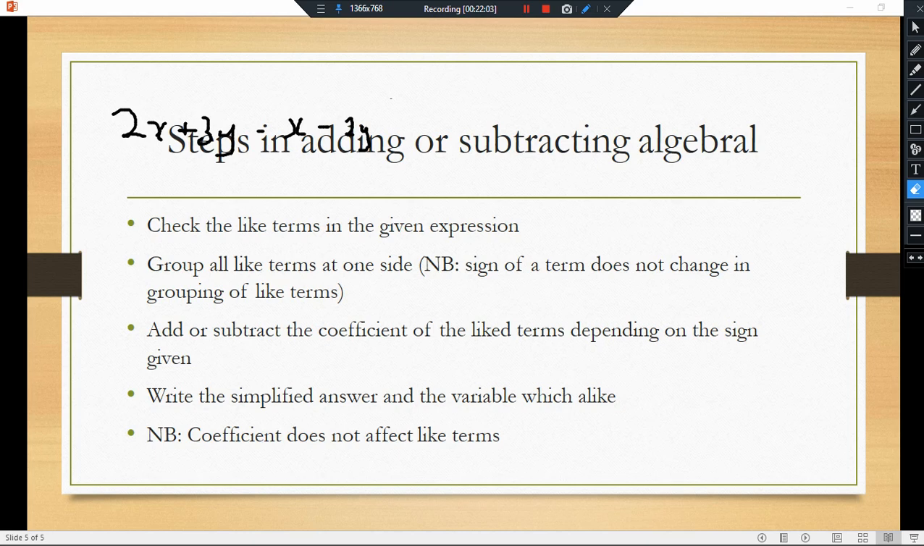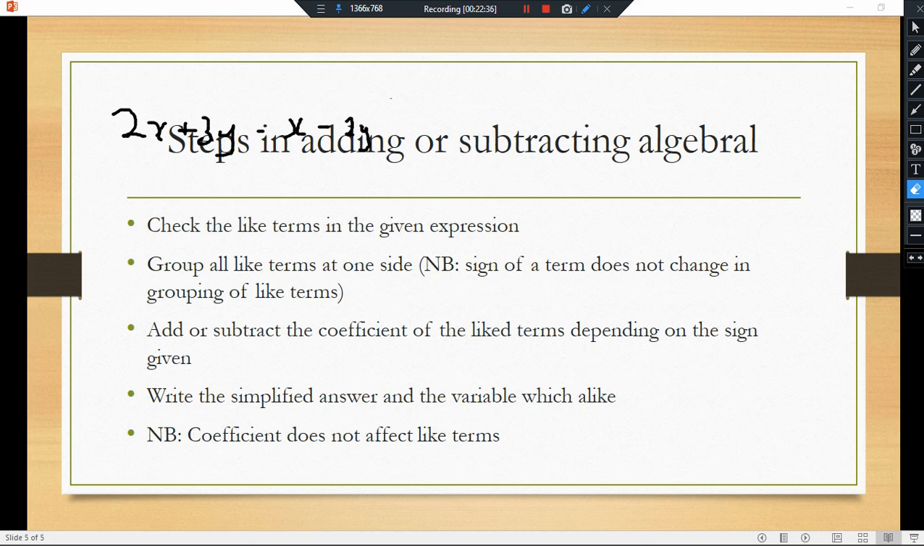Then the next step is you add or subtract the coefficients of the like terms. Here I made mention of add or subtract. It depends on how the question is given. When the question demands you to add them, you just add. When the question demands you to subtract, you subtract. And then the next thing is you write the simplified answer and the variable which are alike. The coefficient does not affect the like terms.